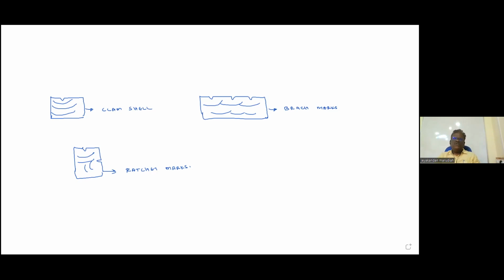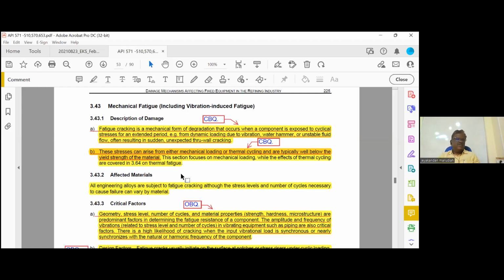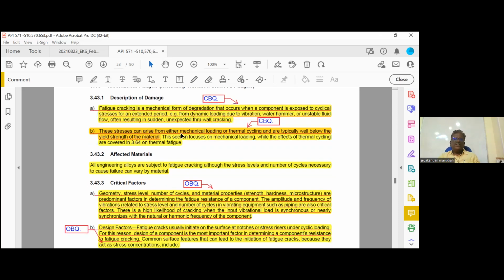Okay, so please take this, another one of the important damage mechanisms, fatigue cracks. Fatigue cracking results in a mechanical form of degradation that occurs when a component is exposed to cyclic stresses for an extended period, from dynamic loading due to vibration, water hammer, unstable fluid flow, often resulting in sudden unexpected failure. That line is important. Closed book question. Then B, these stresses can arise either from mechanical and thermal cycling and are typically well below the yield strength of the material. That is a closed book question. Below yield strength, it will happen.